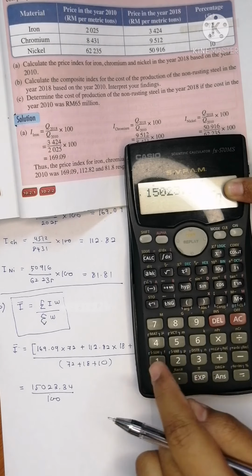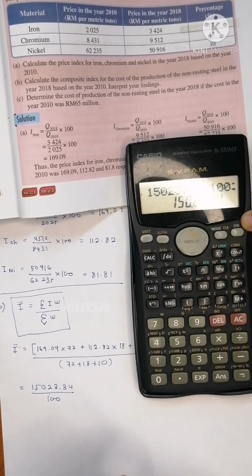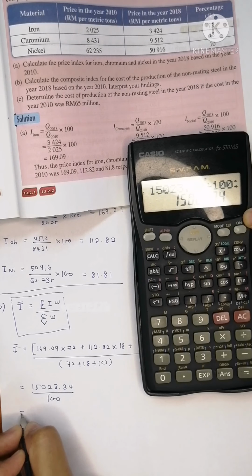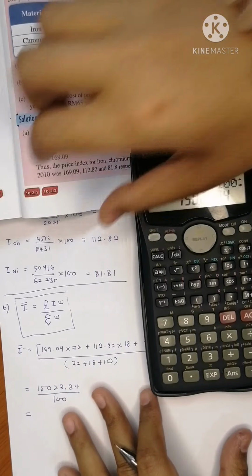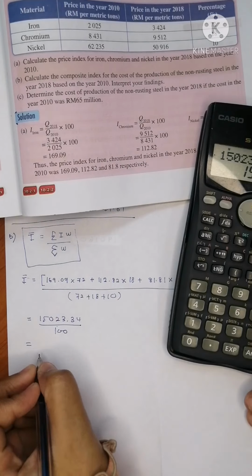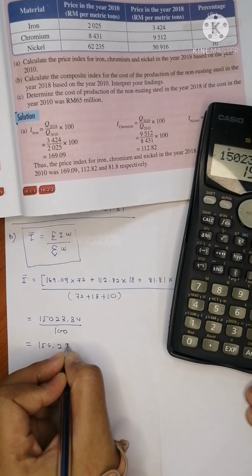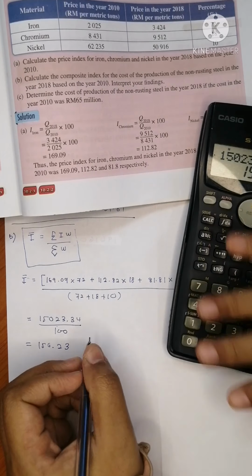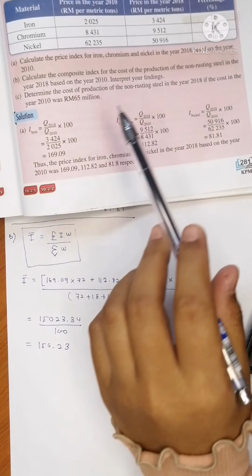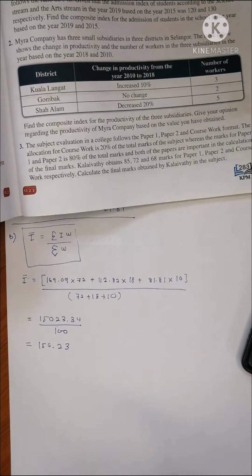15023.34, and then divide with 100. So your answer will be 150.23, like this. Okay, and then the question asks you to interpret your finding.